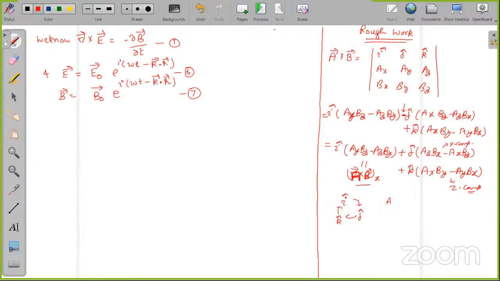What comes after AX? It will be AY. What comes after AY? It is AZ. What comes after AZ? It is AX again. This is a cyclic rule.